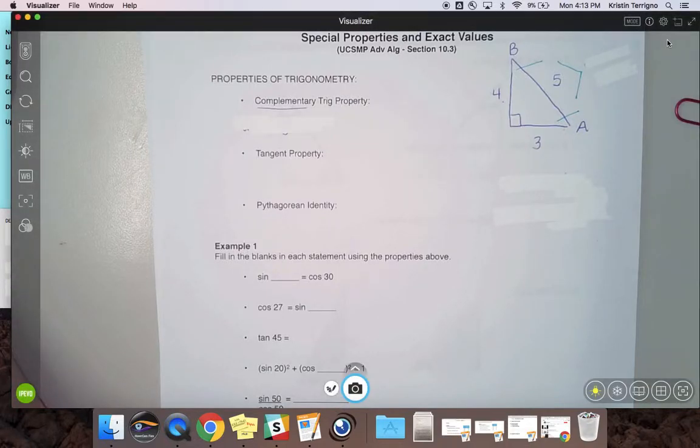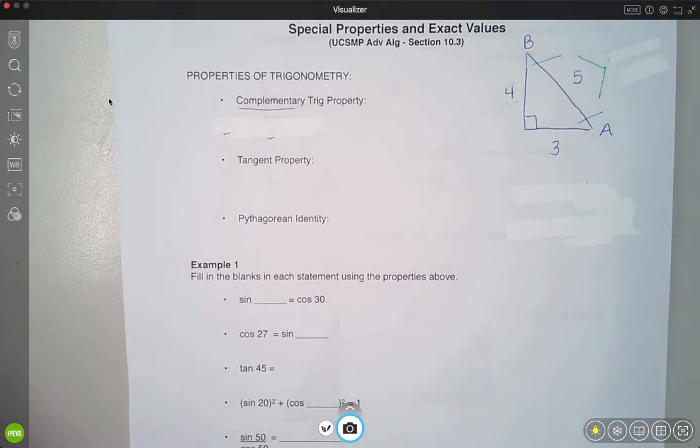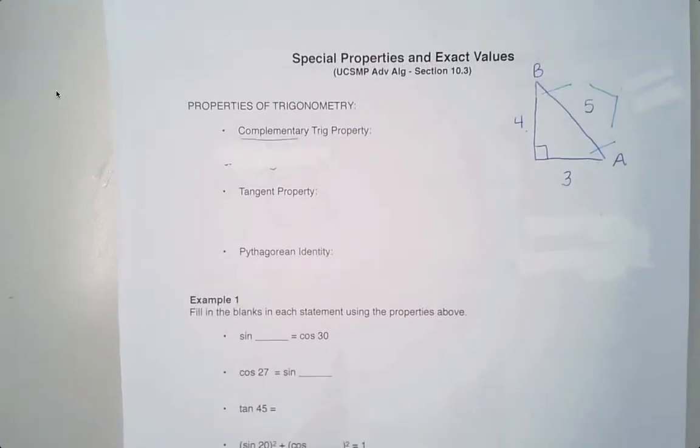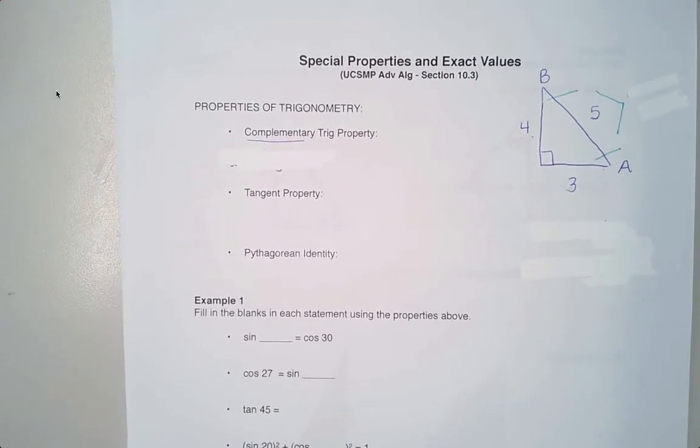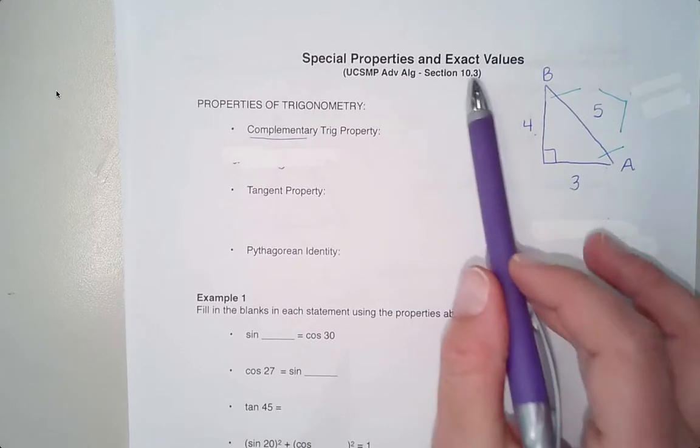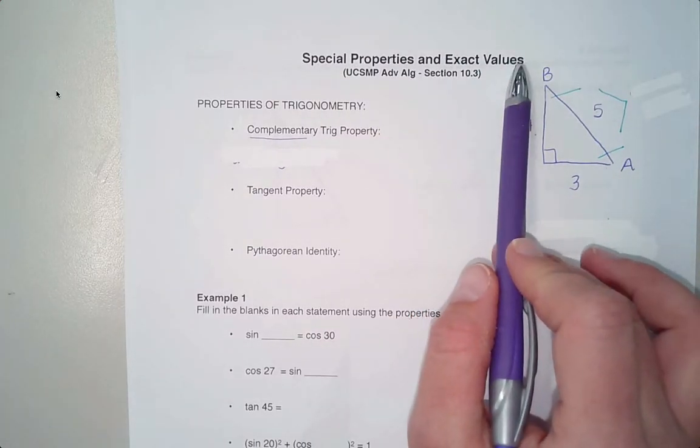Hi everyone. This video will cover the first part of lesson 10.3, which is some special unique trig properties. Some relationships between the trig ratios that you maybe didn't know existed, that are going to be useful to you in the long run. And then I will be doing a second video that covers this exact values piece.